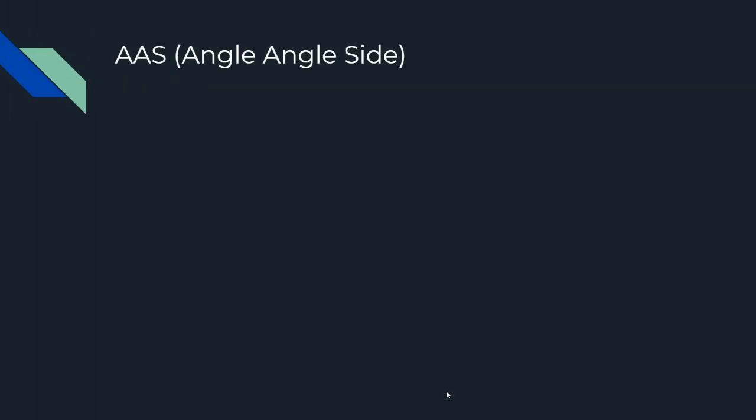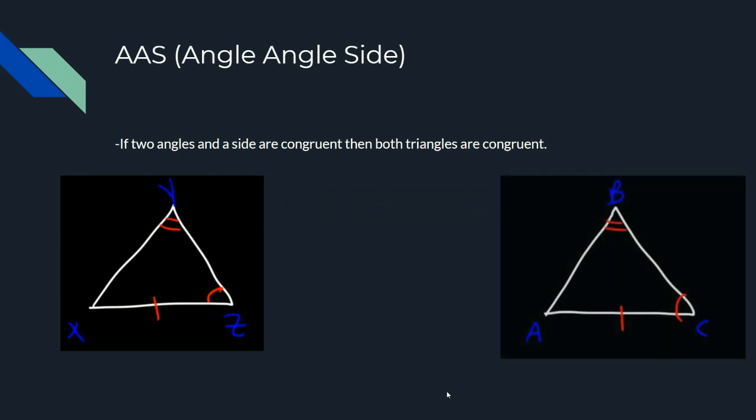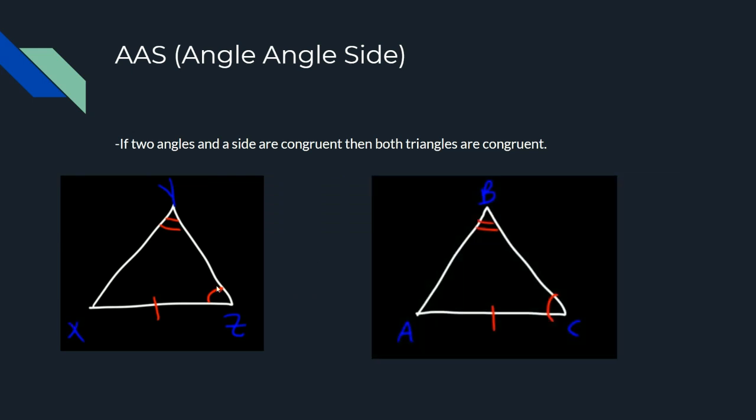Now we have angle, angle, side. If two angles and a side are congruent, then both triangles are congruent. As you can see, we have triangle XYZ and triangle ABC.